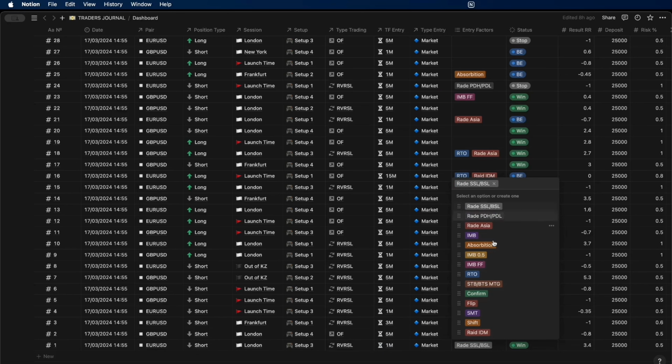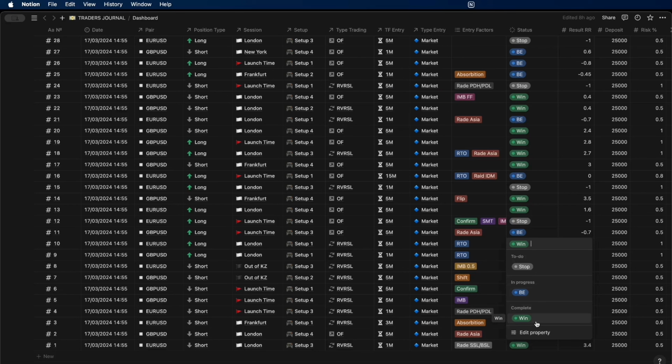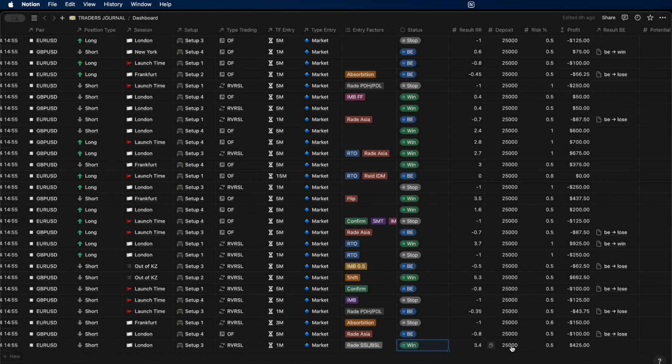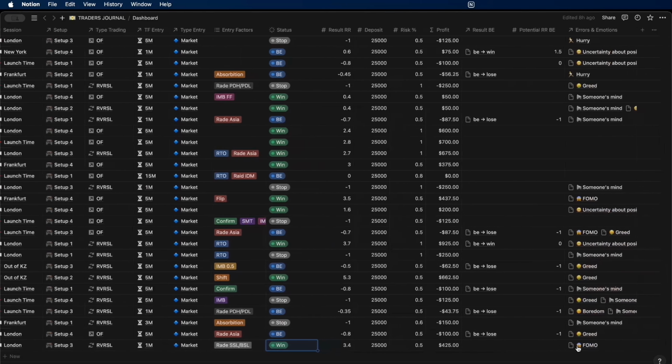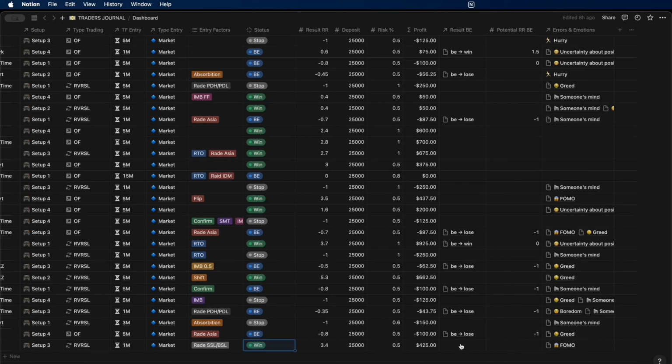I also have here more reasons, factors for entry. There's also the status of the trade. It's stop, no loss, and take. Then there's my deposit, the result, the amount of risk reward, and the percentage of my deposit that I entered the trade with. So I have a deposit of $25,000. I entered at 0.5 risk. Risk reward was 3.4. There's a formula already built in here that calculated that I made $425. And then I have in the column the result without loss and the potential result without loss. A little later, I will tell you what it is for.